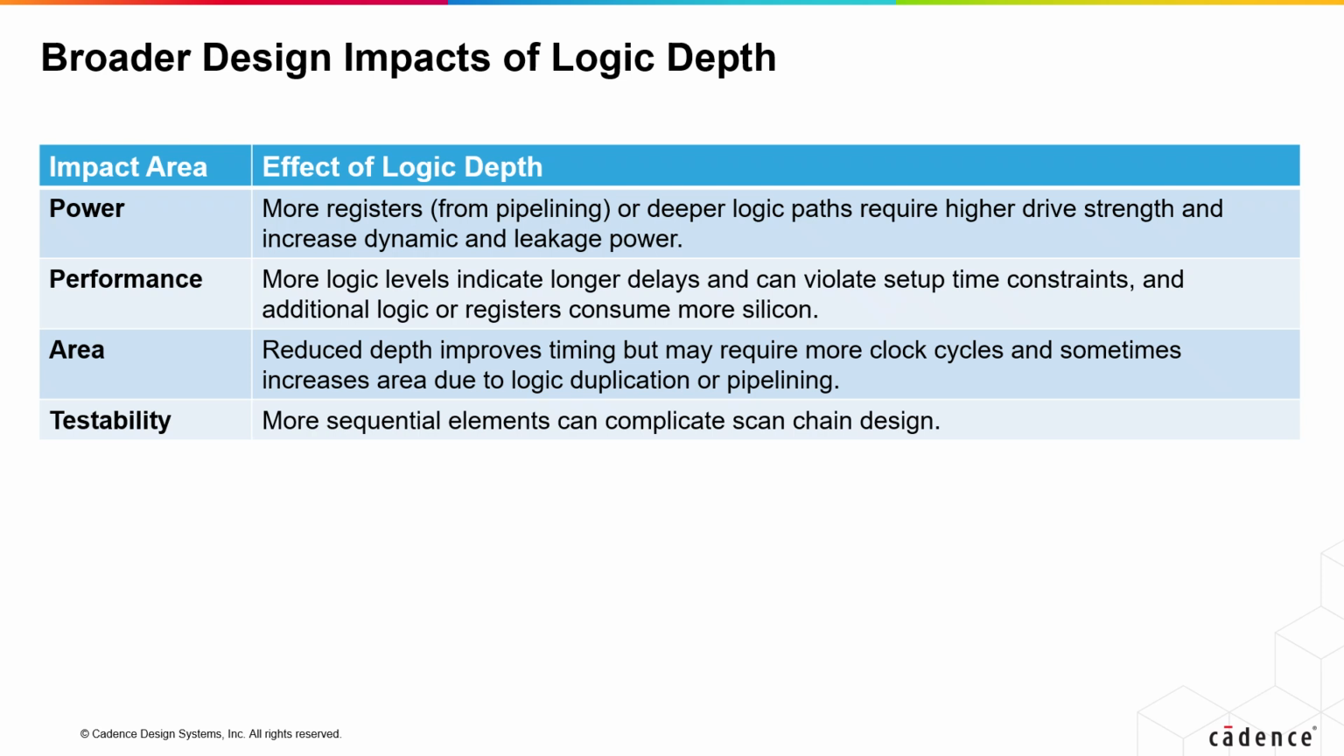Logic depth impacts power, timing, area, and testability. If the design has more sequential elements or a longer logic path, it may require higher drive strength, leading to increased dynamic and leakage power. And a larger logic path also increases path delay, which can violate setup time, and more sequential elements consume additional silicon. However, reducing logic depth improves timing performance, but it may require more clock cycles and increase area due to methods like pipelining and logic duplication. An increased number of sequential elements can also create challenges in testing the design.